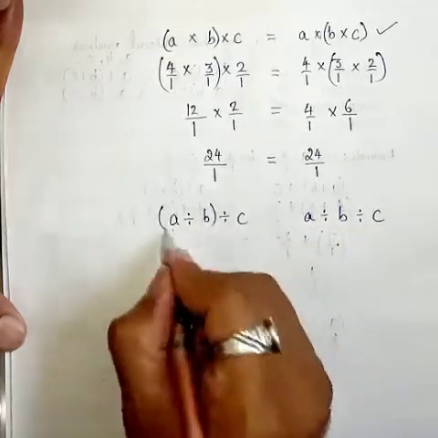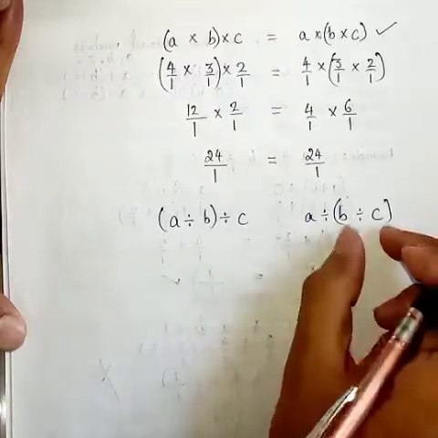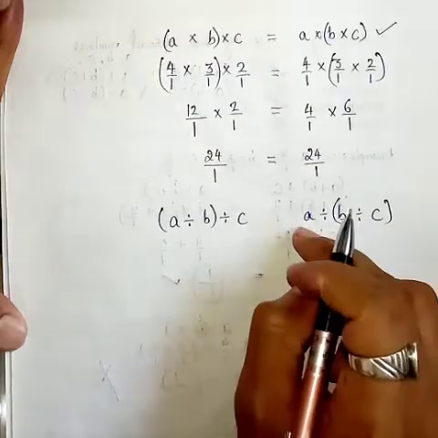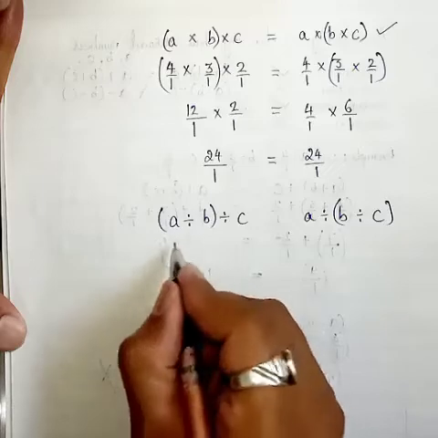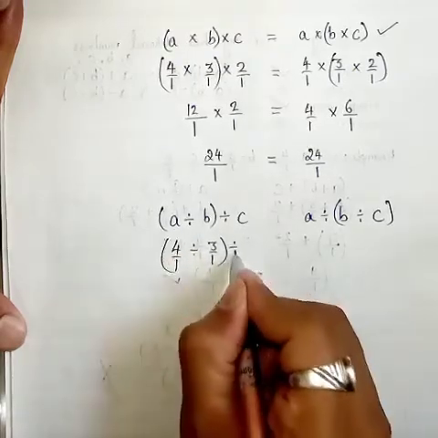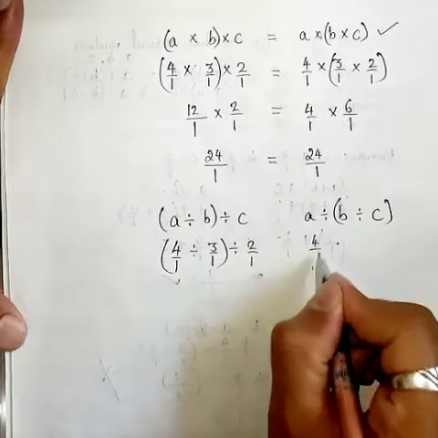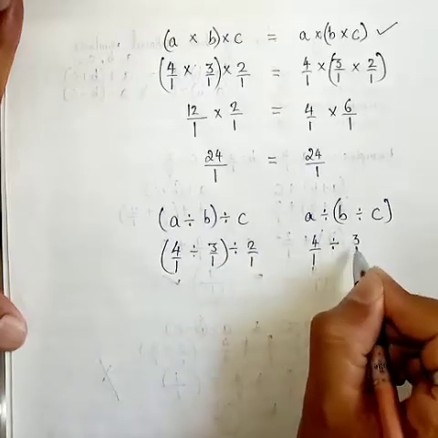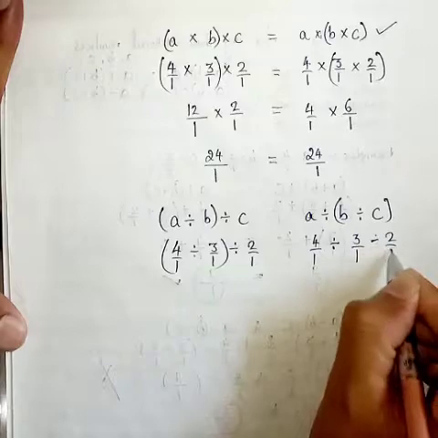Right? First we have to find out for these two numbers, then for these two numbers, and to the result we will divide with this number. Right? So 4 by 1 divided by 3 by 1 divided by 2 by 1.